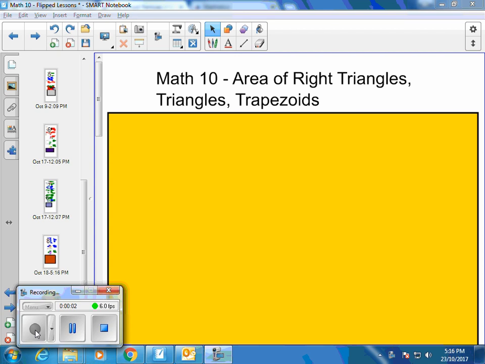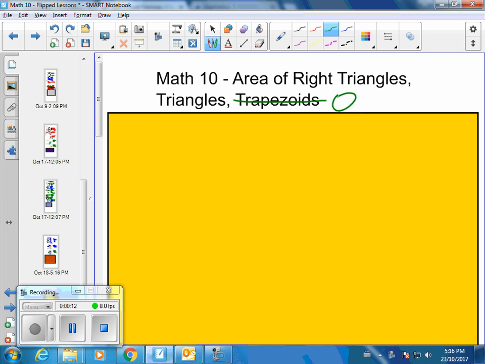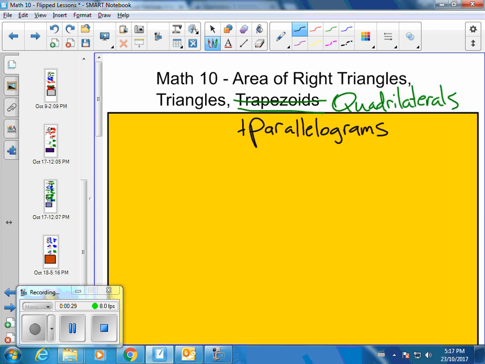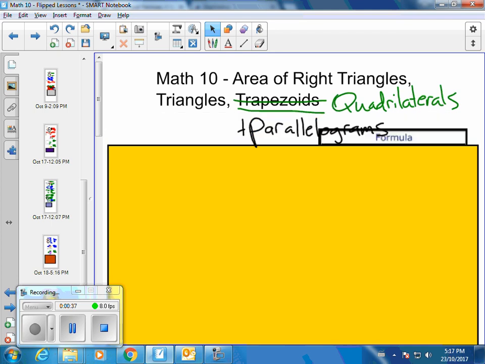Welcome to math class. We are continuing on in math 10. We've moved on to area of right triangles, triangles, and trapezoids and parallelograms. I actually need to switch that. The unit is actually quadrilaterals, which consists of trapezoids and parallelograms. Not that we're going to need too much of that, but that's what we're going to be covering today. So let's not waste any time. Let's go ahead and get right into it.